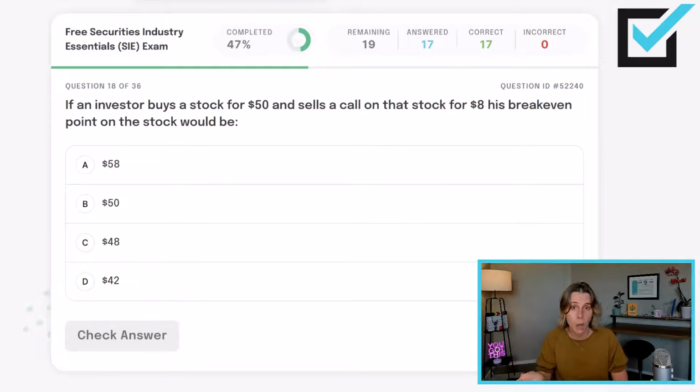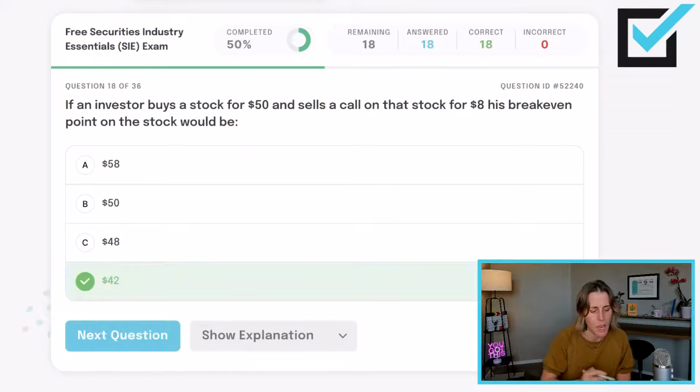It's a covered call because the investor owns the shares. So the only downside risk insurance that selling the call provides for this long stock is the amount of premium collected. So 42 is the break even on the stock. If it trades below 42, this investor will lose money. Options take a lot of practice.